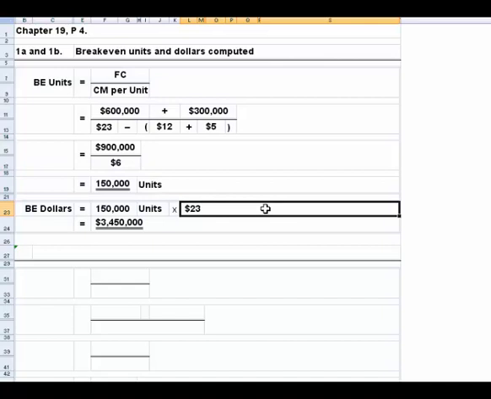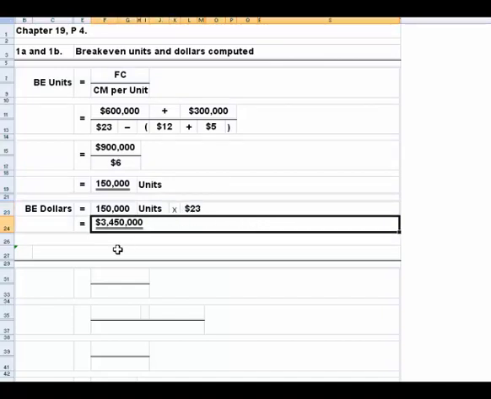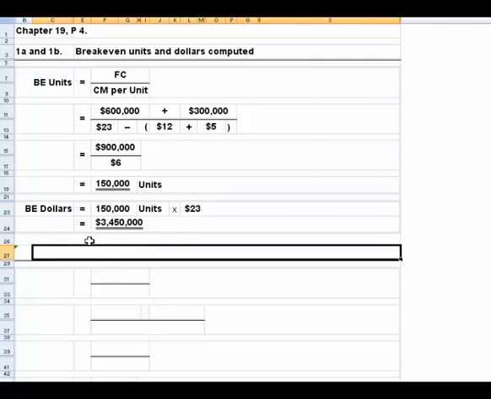Now, if we wanted to turn that into break-even dollars, we take the 150,000 units times the $23 to come up with $3,450,000 as the break-even point in dollars.